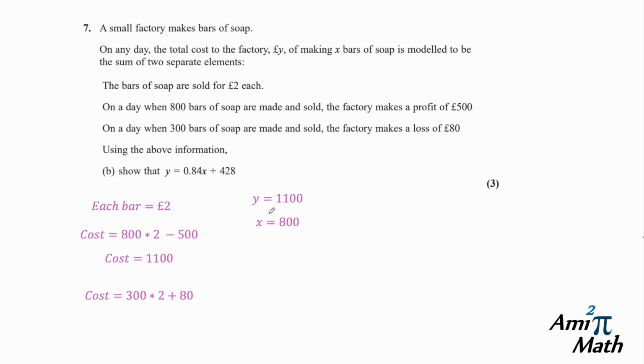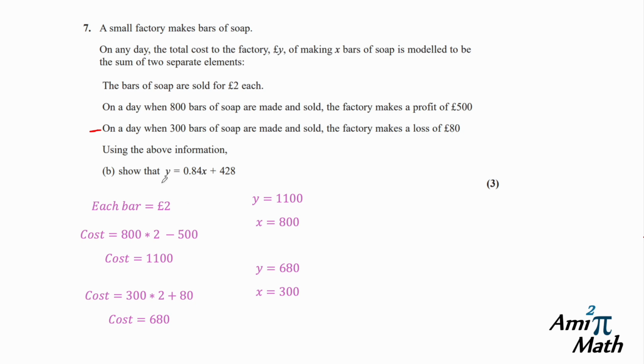And then for the second case, which is this day here, the cost is going to be 300 times 2, but then it makes a loss of £80. So it's basically saying that the original cost is this times this plus £80. So 2 times 300 is 600, plus 80 is 680. For this day, you can say that your cost is 680 and your bars of soap is 300. Now, obviously, this is a cost and bars of soap curve, or line, should I say.